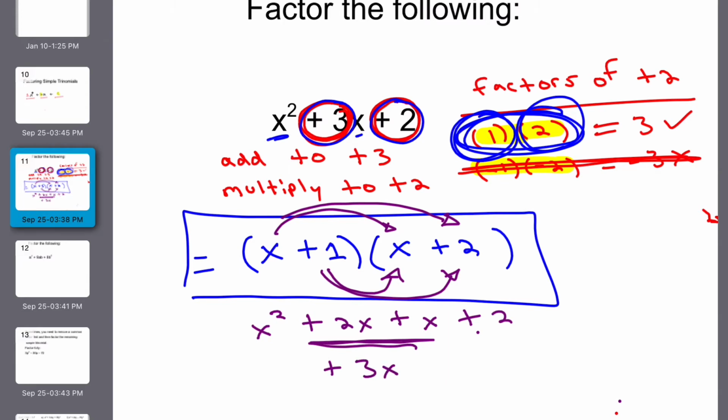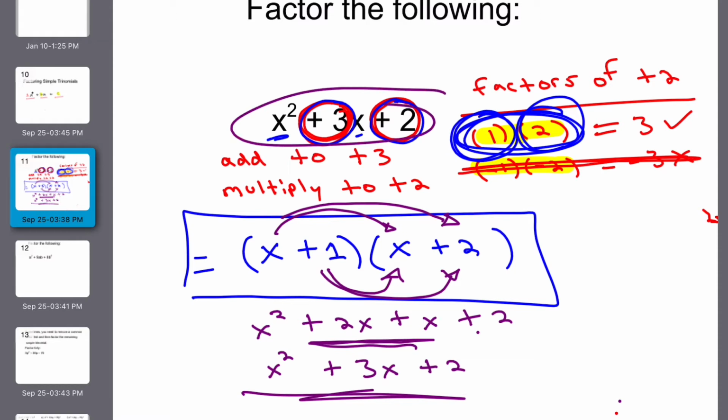Everything else stays the same. So I have an x squared there, and we have a plus 2 there. X squared plus 3x plus 2. Hey, what do you know? That's exactly the same as what we started with. So we know we're solid with this one.